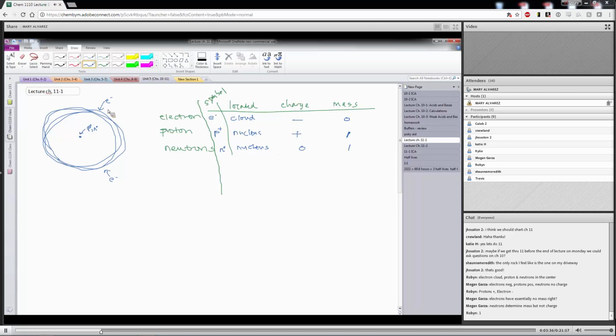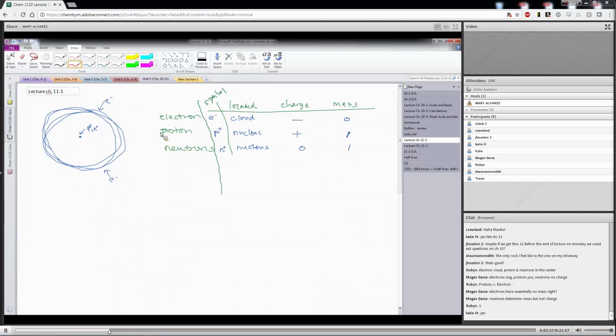Excellent. And this is where they're located. So this is all from chapter 2. Everybody feel familiar with this? Feel like, oh, yeah, I know how to do that. At least a few of you, I hope. Okay.